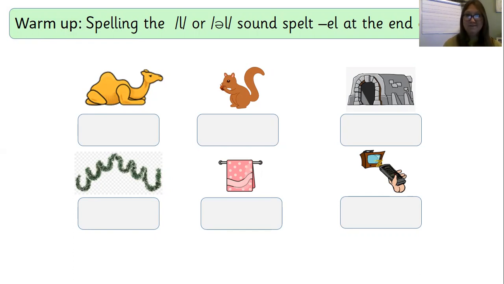Camel. You might want to use your thread fingers. But don't just put an OL at the end. What does it need to be, everybody? You're right, EL.